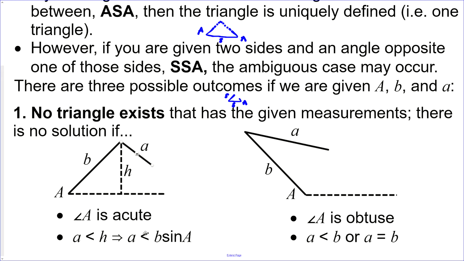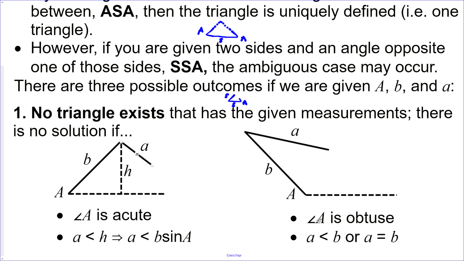So look at our sine ratio. Sine A is opposite over hypotenuse. And we just rearrange that, solve for H here, and we get that H is equal to B times sine A. So instead of writing A is less than H, which we probably don't have, we'll write A is less than B sine A. It means the same thing. So if we have an acute angle here and this happens, then there's no triangle.